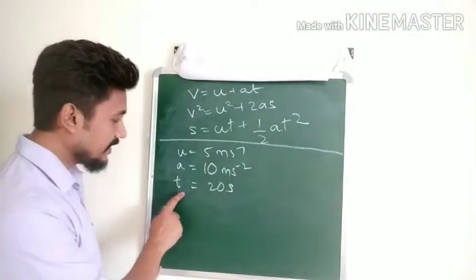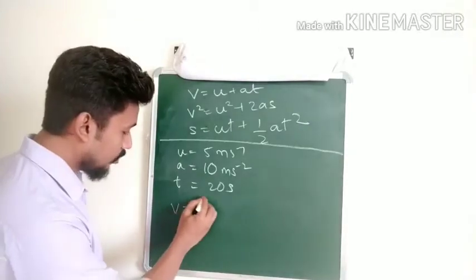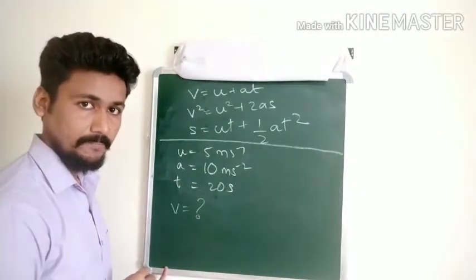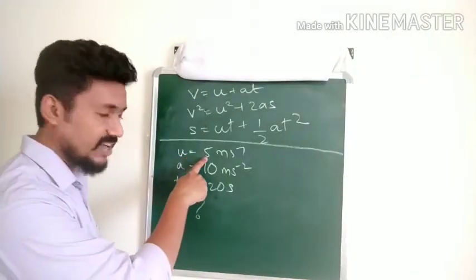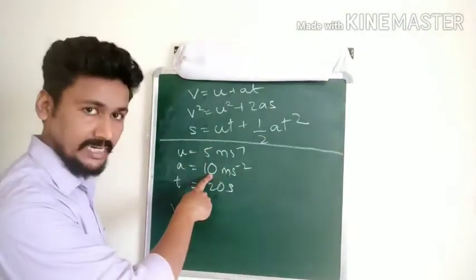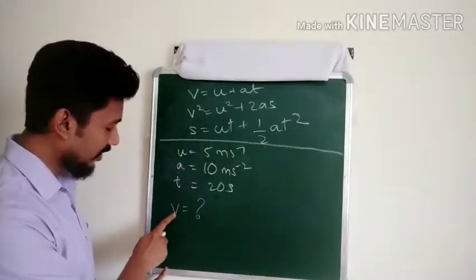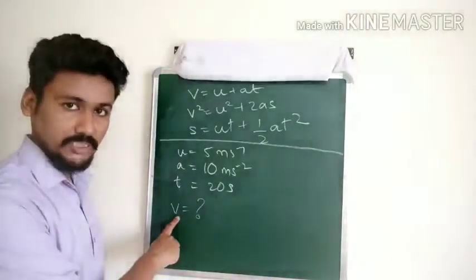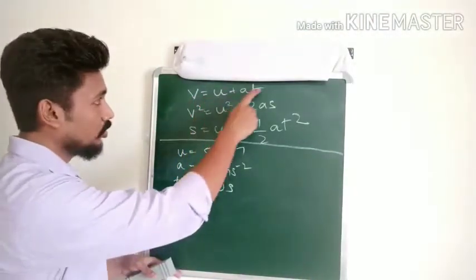Okay, this is the information given to us and we have been asked to find out how much is the final velocity after 20 seconds. Okay, is the situation understood? A car starts at 5 meter per second, then it accelerates at 10 meter per second square for 20 seconds and we have to find out what is the velocity. Now, how do we find out velocity? So, let us look at the first equation. V is equal to U plus AT.